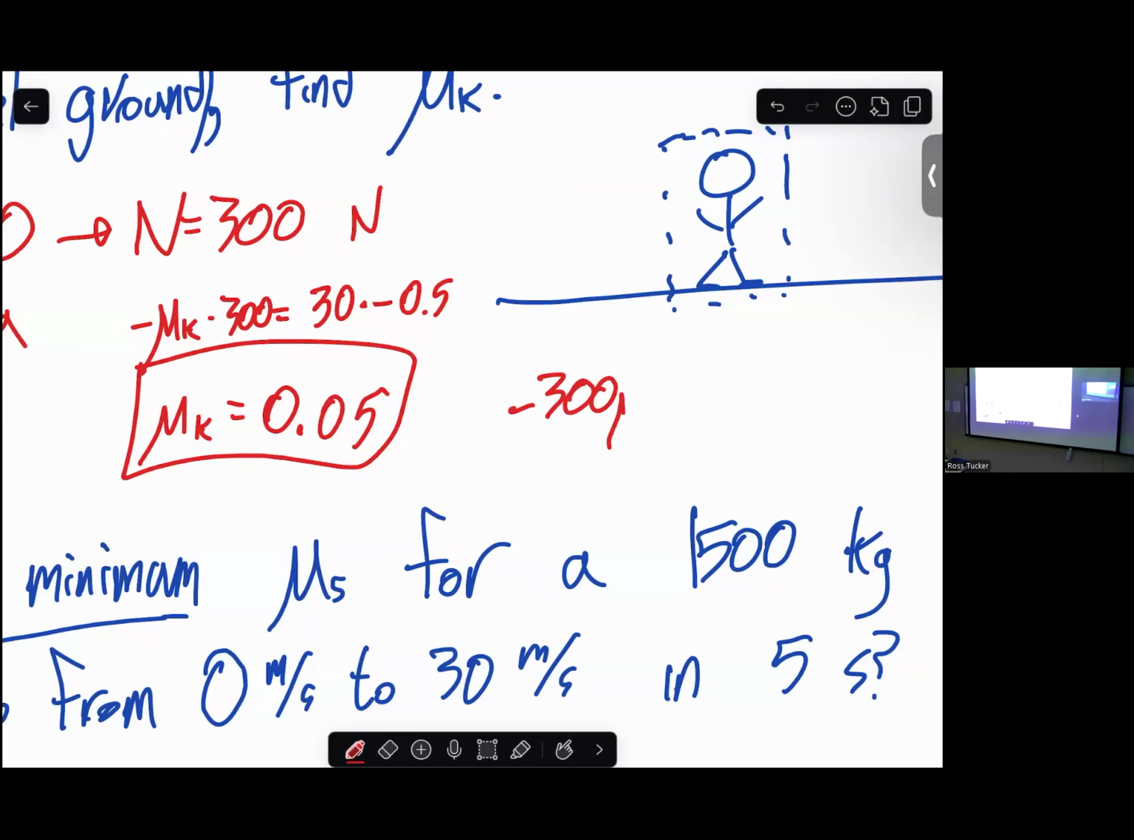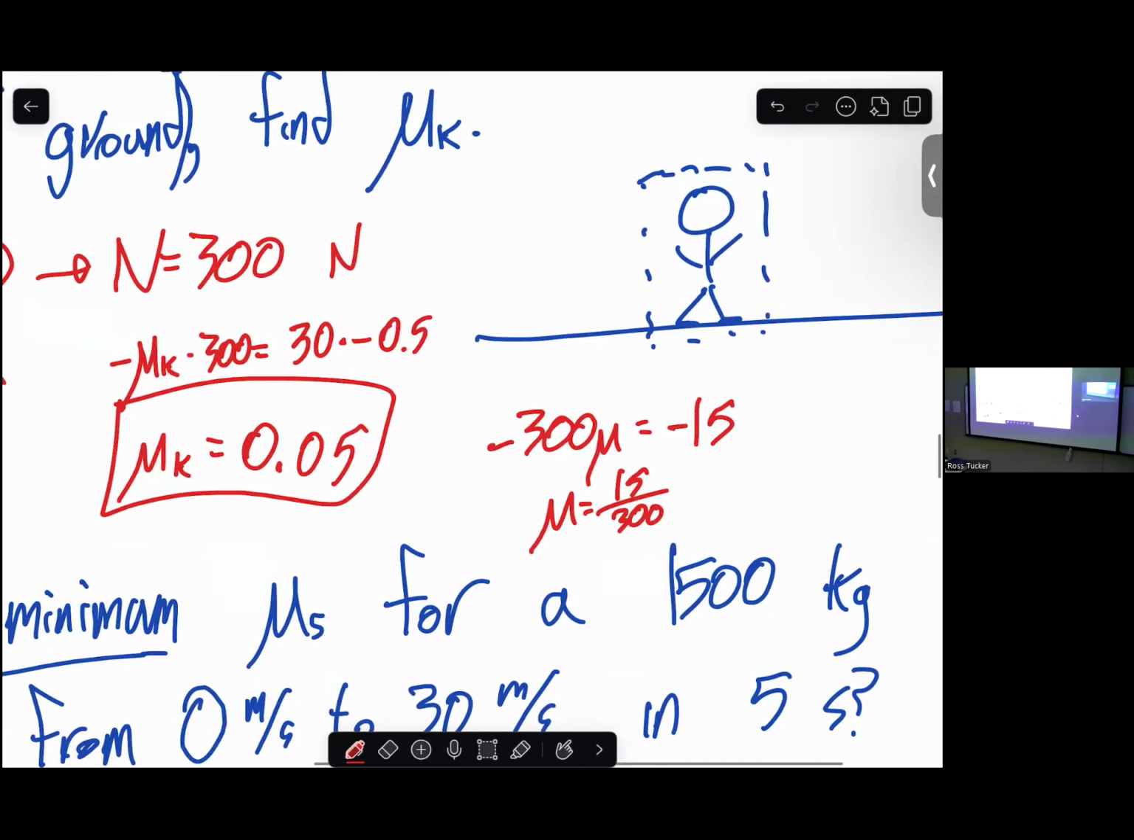Negative 300 mu on the left, yeah, equals negative 15. Yeah. Mu times n. Negative what? I think you did 300 over 15. 15 is smaller than 300. The answer can't be bigger than 1.